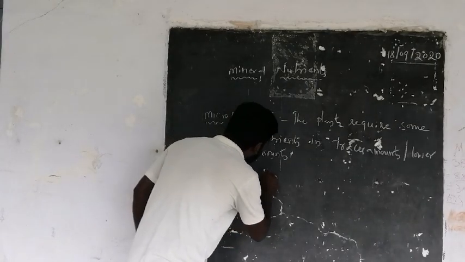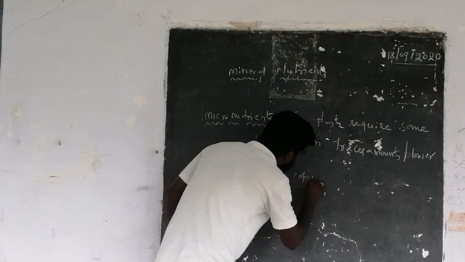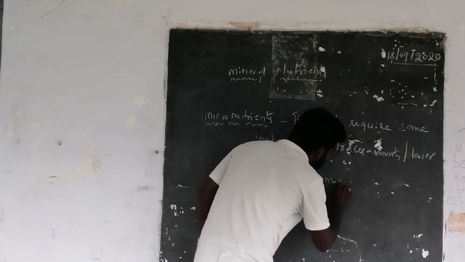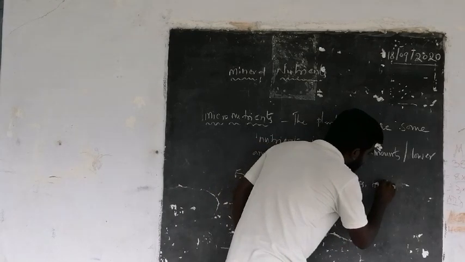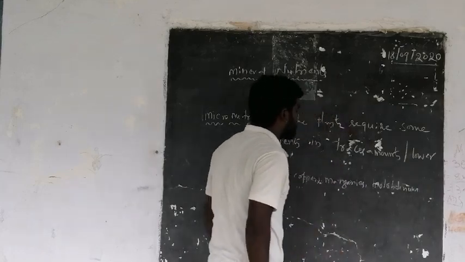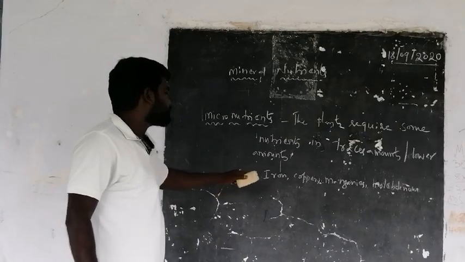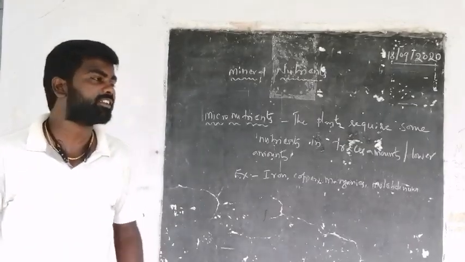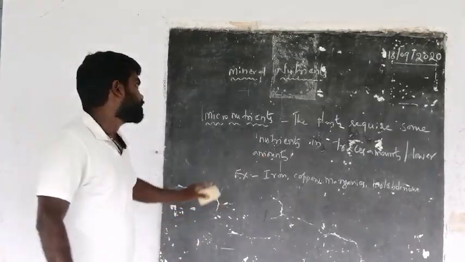Iron, copper, manganese, molybdenum, etc. These are some of the examples of micronutrients. These are required in lower amounts for the plant's growth and development.